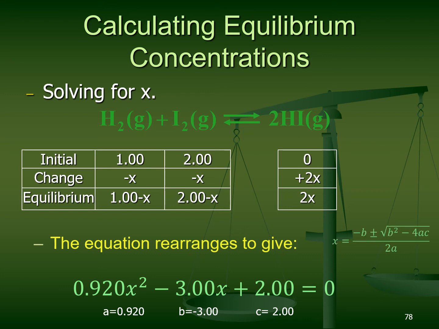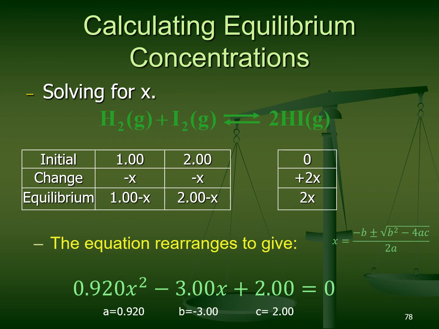So now we can plug that into our quadratic equation, which is the opposite of b, plus or minus the square root of b squared minus 4ac, all over 2a. Some of you may have calculators that can do this very easily. Otherwise, you're going to have to plug it in. So, -3 squared minus 4 times 0.92 times 2. Take that whole quantity, take the square root, take negative b, which would be 3, plus or minus that quantity, and then divide it by 2a.